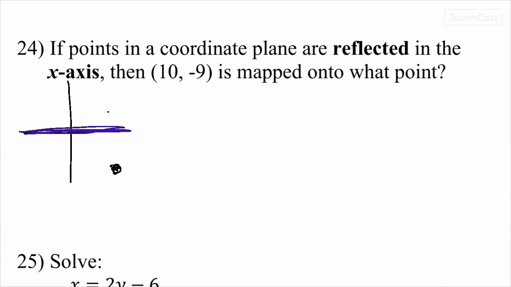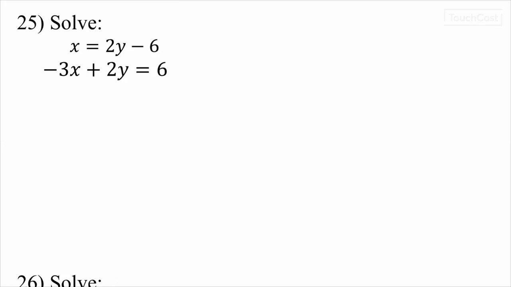It's going to be reflected across the x. That means my y has to change its sign. It has to become positive. So then the new point would be 10, 9. I have a hard time remembering the rules, but I know what it looks like on the paper, and that's how I do it. All right, substitution, what we've all been waiting for.